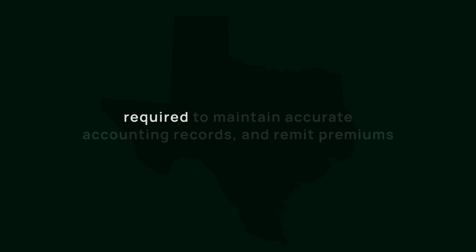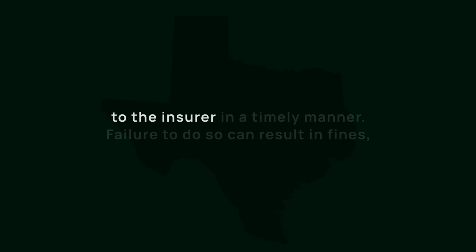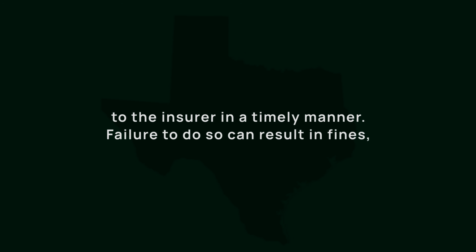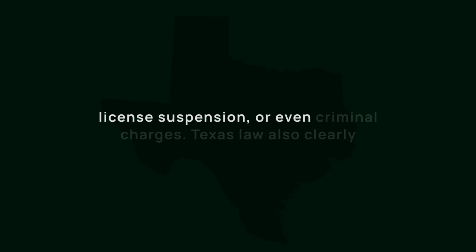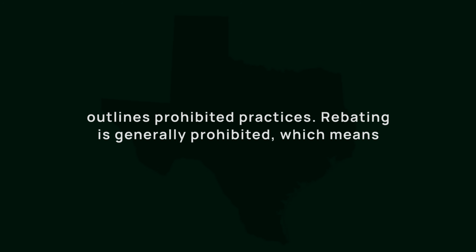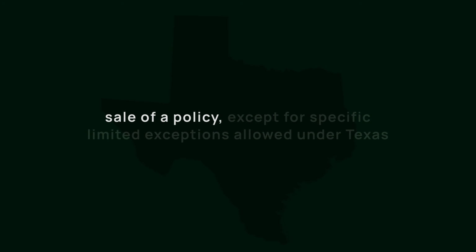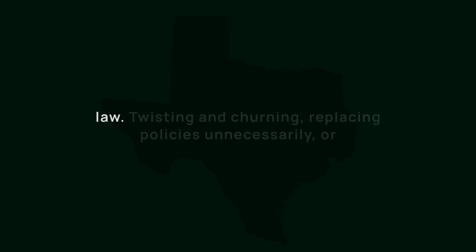Agents are also required to maintain accurate accounting records and remit premiums to the insurer in a timely manner. Failure to do so can result in fines, license suspension, or even criminal charges. Texas law also clearly outlines prohibited practices. Rebating is generally prohibited, which means agents cannot offer gifts, discounts, or any other inducements tied to the sale of a policy, except for specific limited exceptions allowed under Texas law.